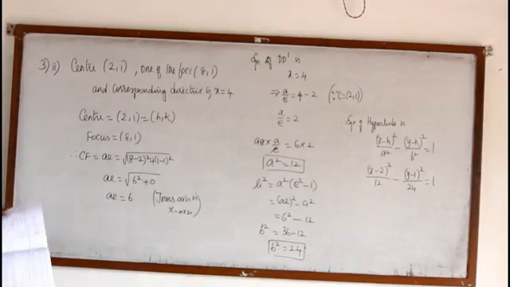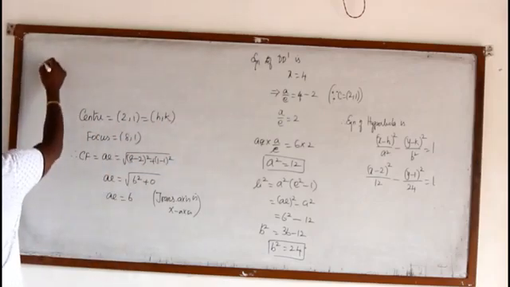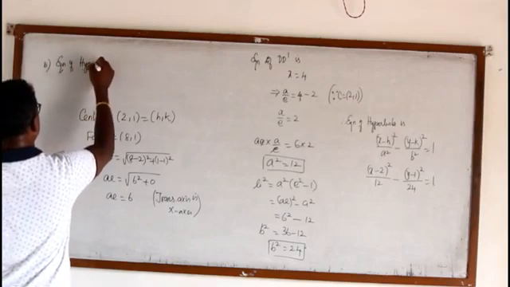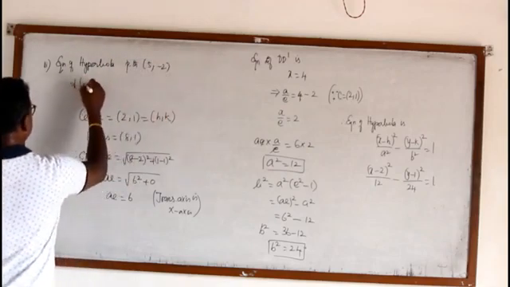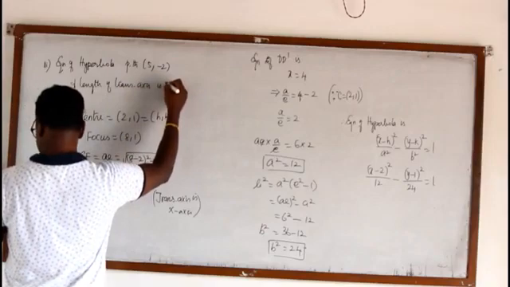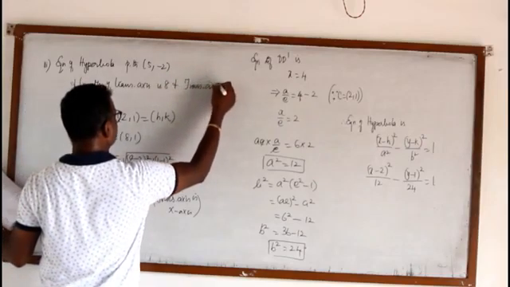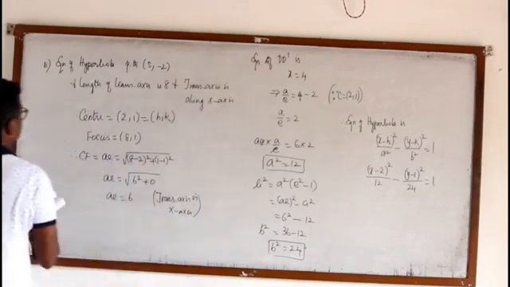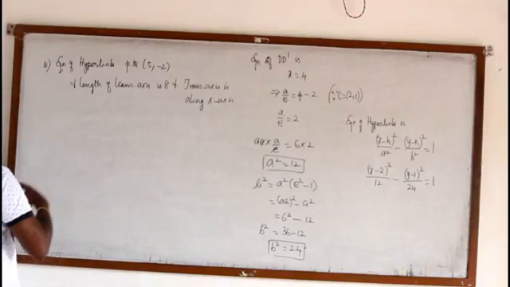Now, we shall go to third problem. Third one, find the equation of hyperbola passing through 5, minus 2 and length of transverse axis is 8, and transverse axis is along x axis. So they give transverse axis along x axis. That means equation must start with x. Equation must start with x.